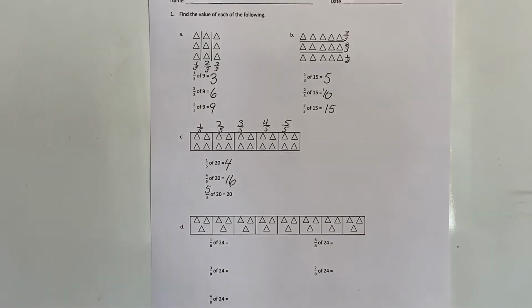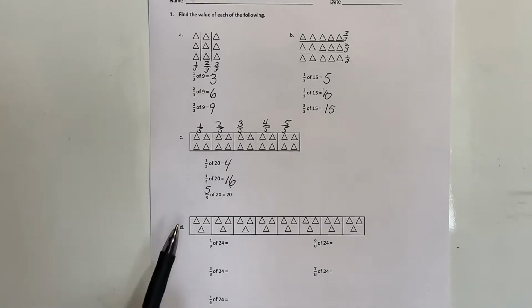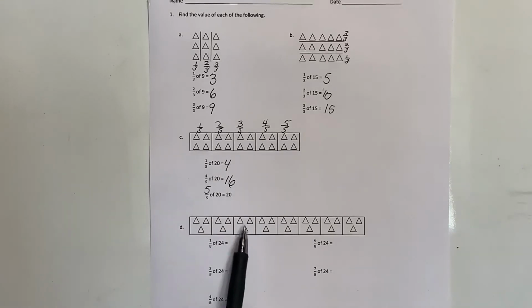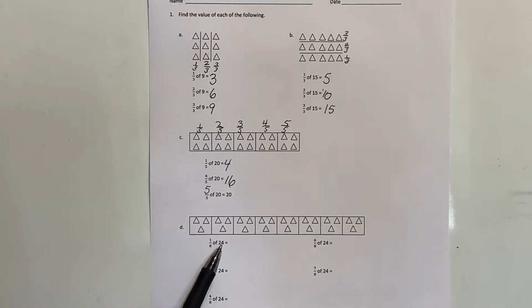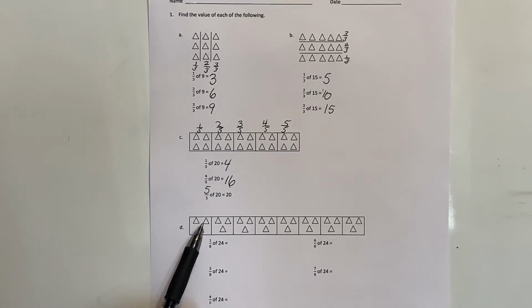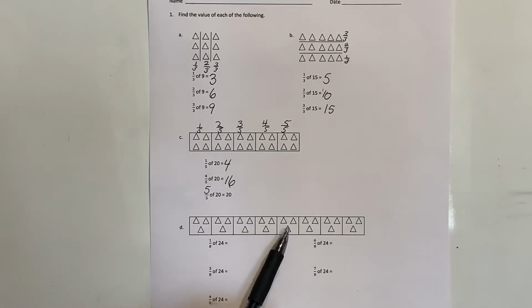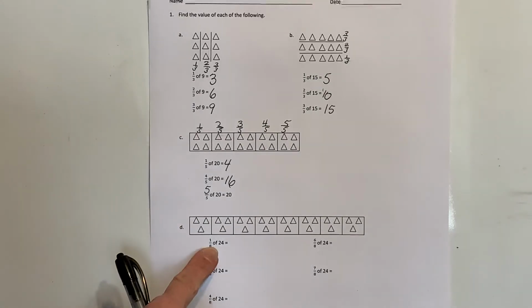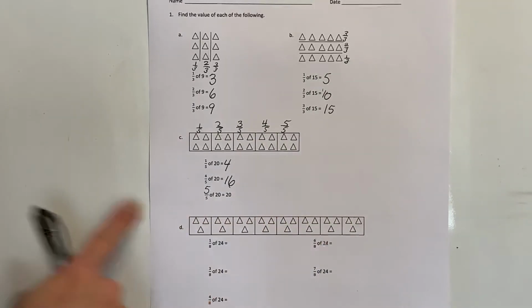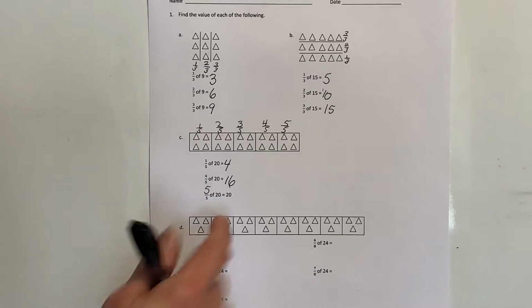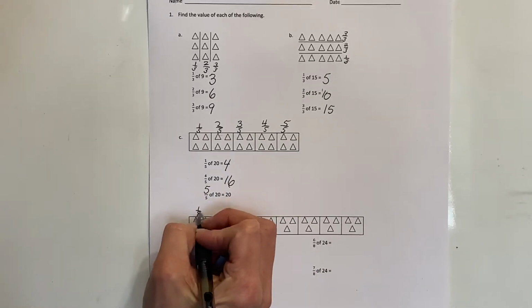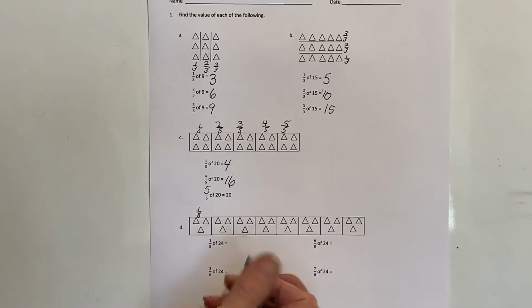1/8 of 24. So again, my denominator rules. I need 8 groups. Well, let's check to see if I have 8 groups. 1, 2, 3, 4, 5, 6, 7, 8. I do have 8 equal groups. I should have 24. Well, 3, 6, 9, 12, 15, 18, 21, 24. I do. All right, so everything that I need to know is right here in the counters. All right, 1/8. Well, 1/8 would be right here. So 1/8 would give me 3 counters.